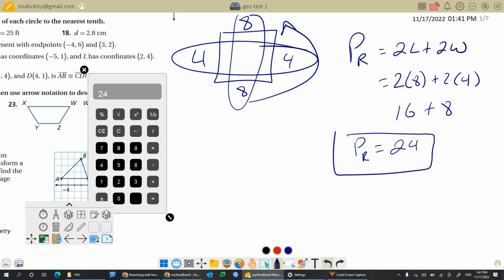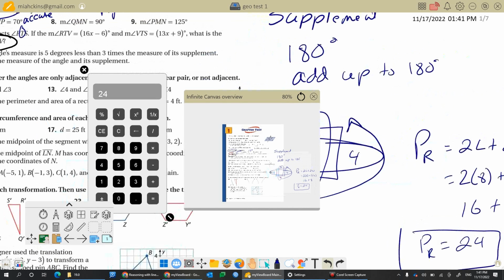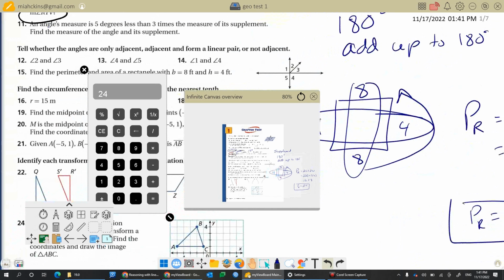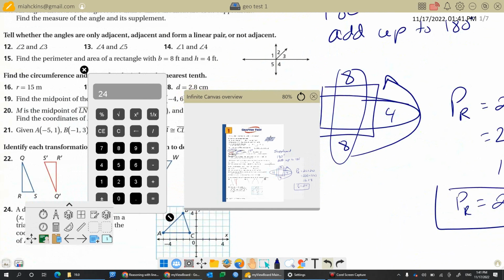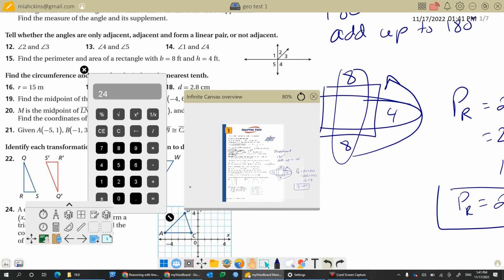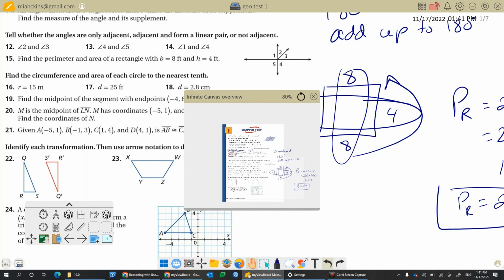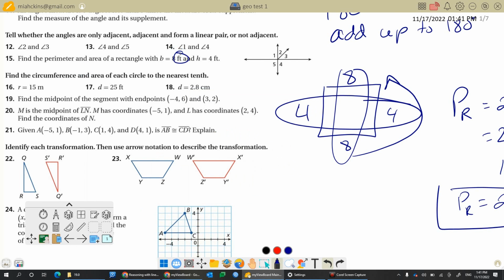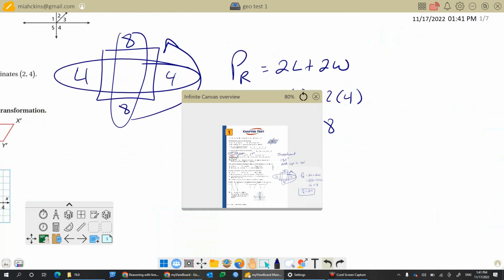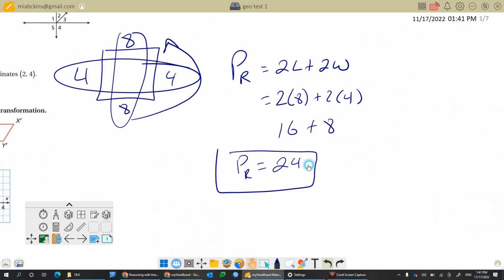24 what? Well, let's take a look here and see what they gave us. We want to make sure that we put our units onto it if they gave us the unit. And they did give us units. They gave us units of feet. So then the perimeter has to be in units of feet, so we make sure that we put that onto our answer.